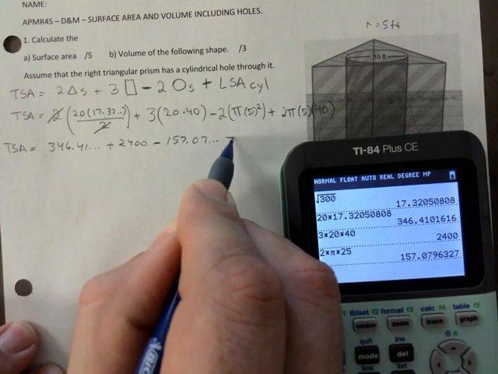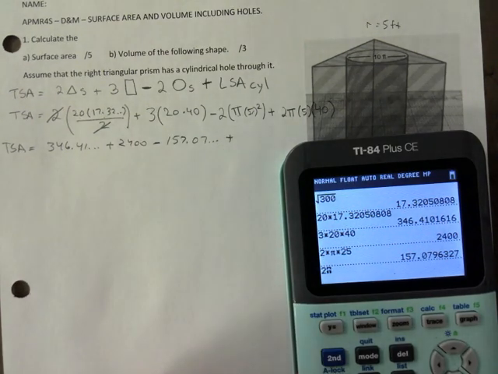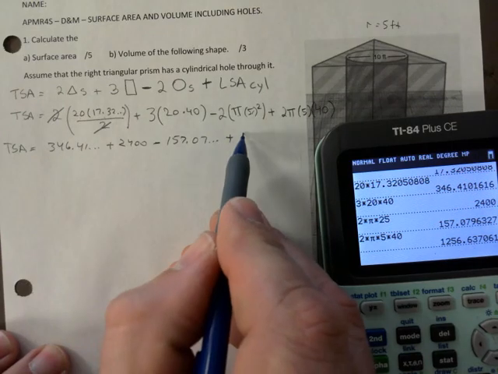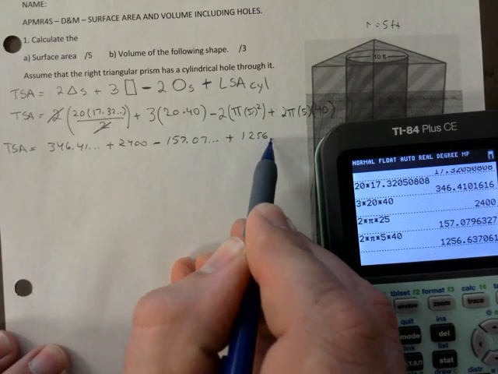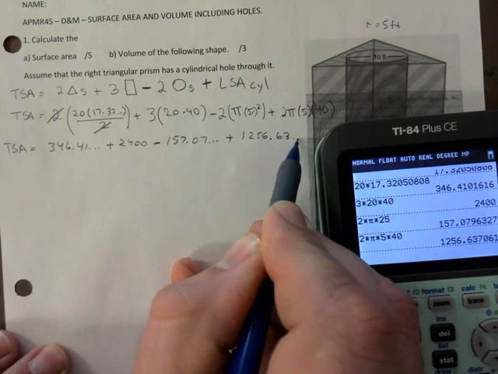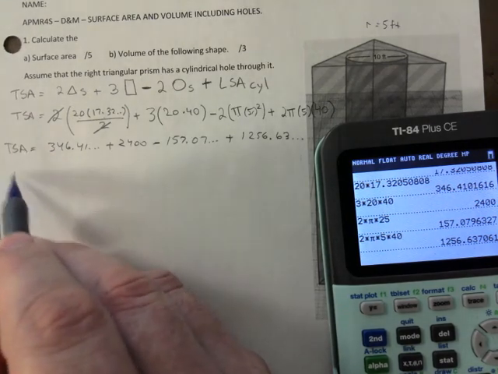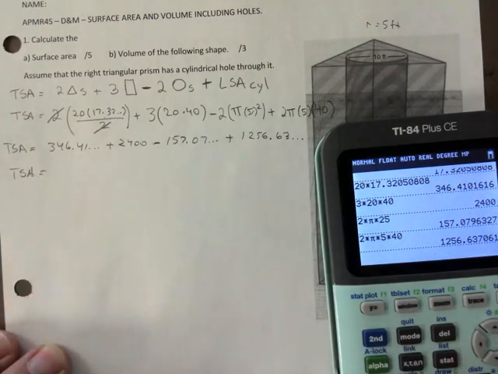7 and something, plus 2 times pi, what happened there? Try it again. We've got a problem. There we go. 2 times pi times 5 times 40. Now we have the lateral surface area, that's 1256.63. And now we can just add and subtract as needed.